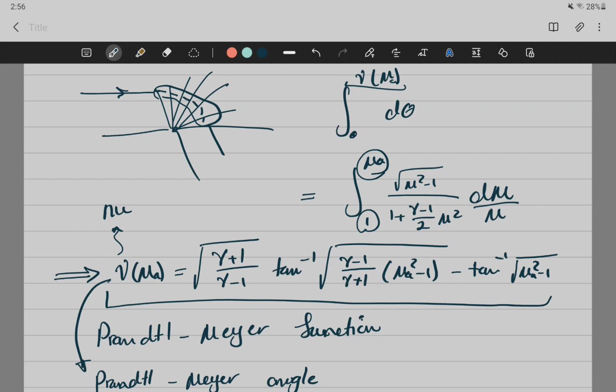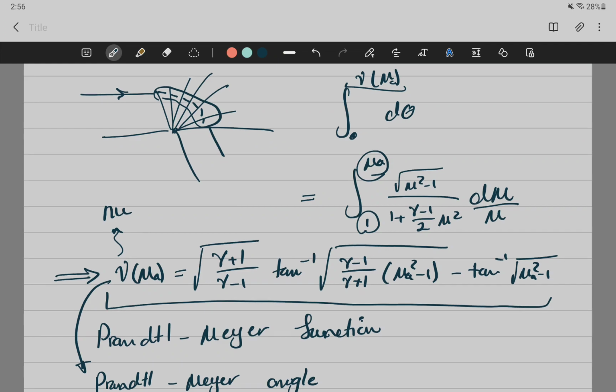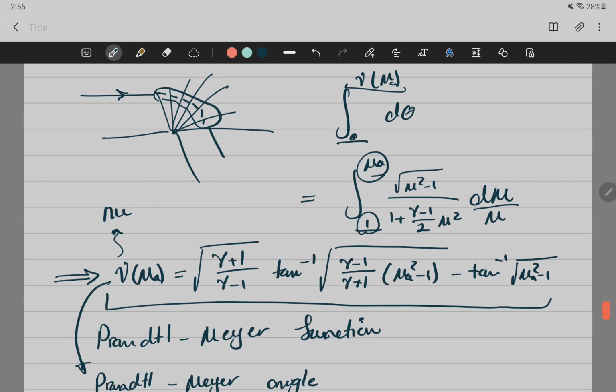Think about it. Look at the limits of the integral. So for Prandtl-Meyer angle 0, you're getting a Mach number 1, right? And for an unknown Prandtl-Meyer angle, you're getting an unknown Mach number, which is probably supersonic, right? Because that's what happens with an expansion wave. You are going to increase the velocity or the Mach number, right?